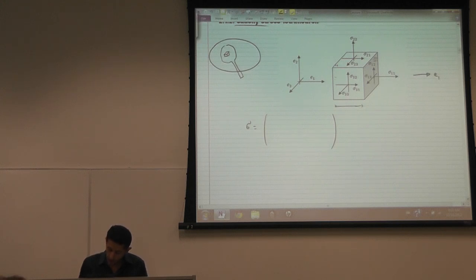And I'm going to define the component of the traction vector in this direction on this plane as sigma 11. The component of the traction vector on the plane with perpendicular E1 in the direction of E2 is sigma 12. The component of the stress on the plane with perpendicular 1 and in the direction of E3 is called sigma 13. This is the component of the traction vector on the plane with perpendicular E2 in the direction of E1, and so on.